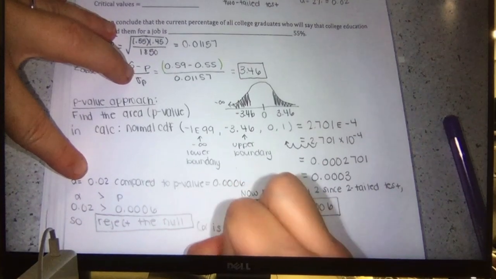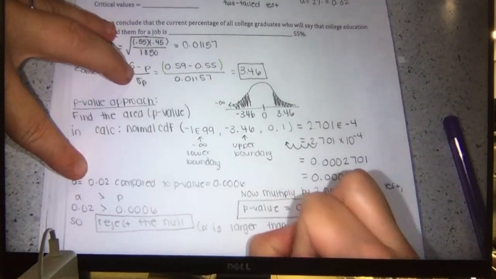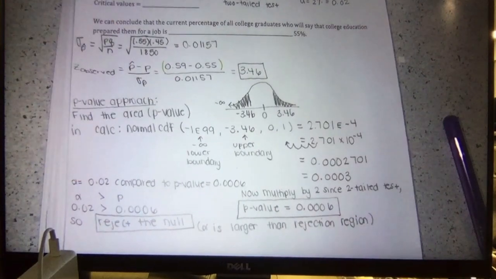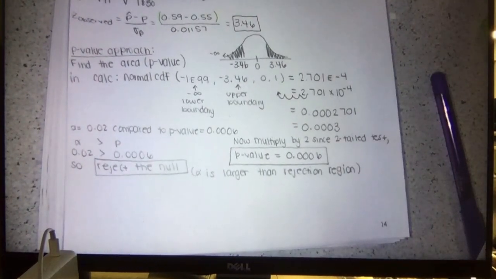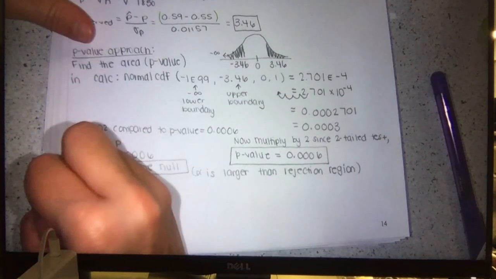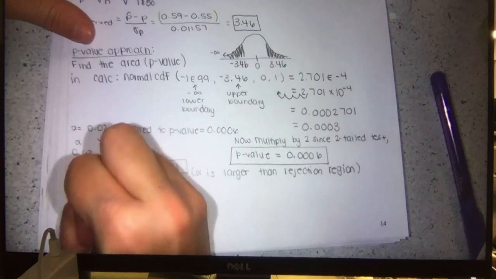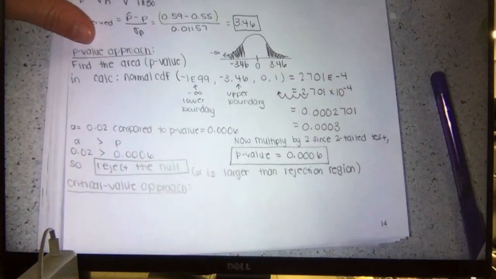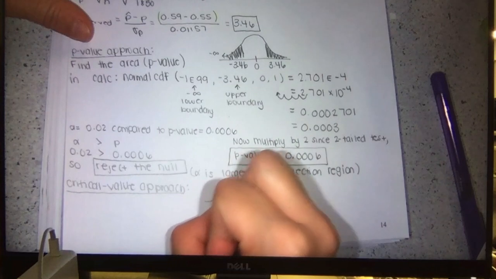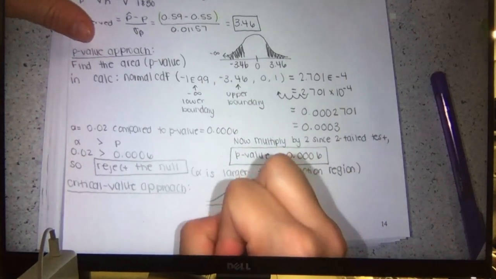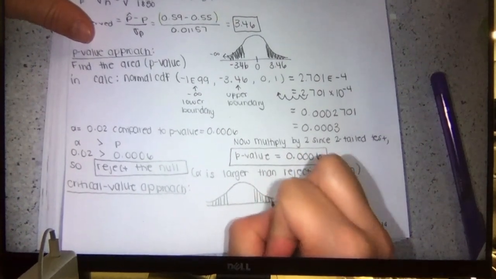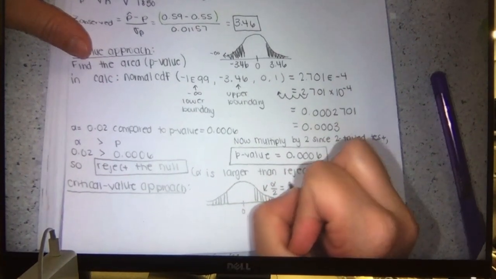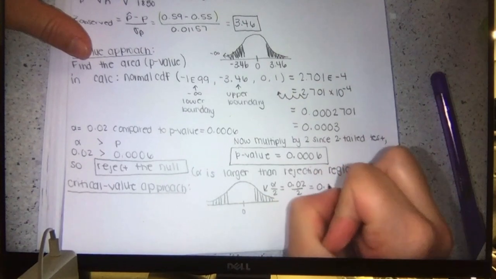Our alpha is larger than the rejection region. Last but not least, our critical value approach. We have our little graph. We know it's a two-tailed test. We know our area, because it's two-tailed, is alpha over 2. Alpha is 0.02, so each tail is going to be 0.01.